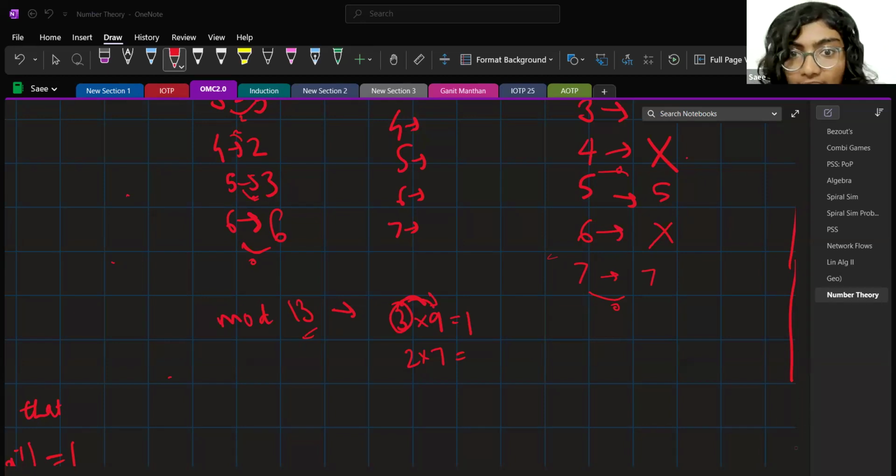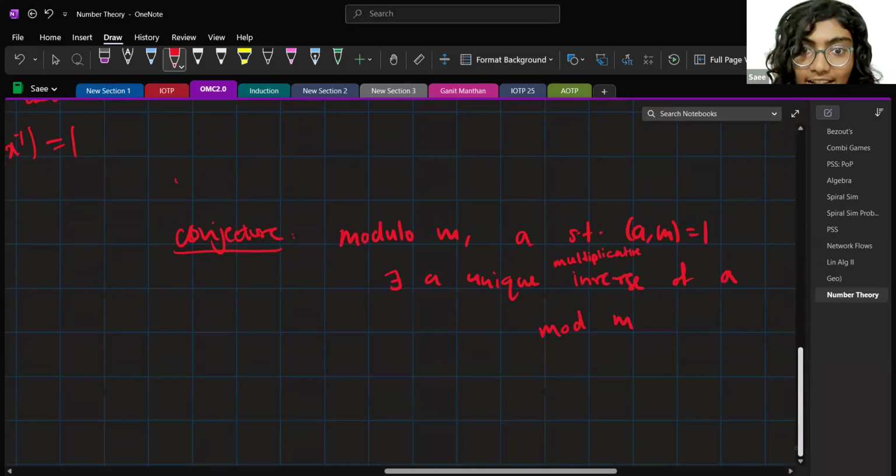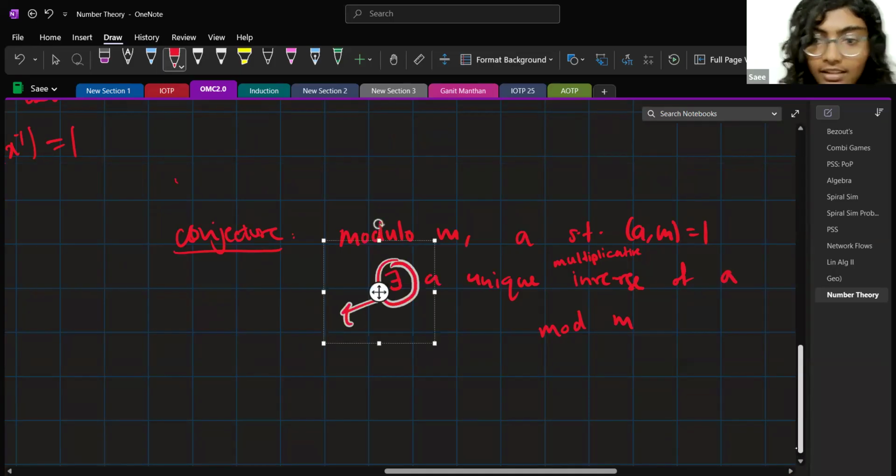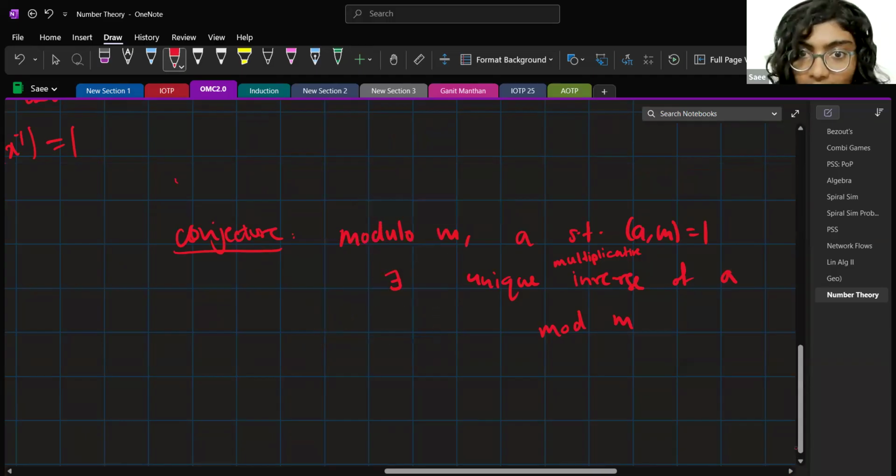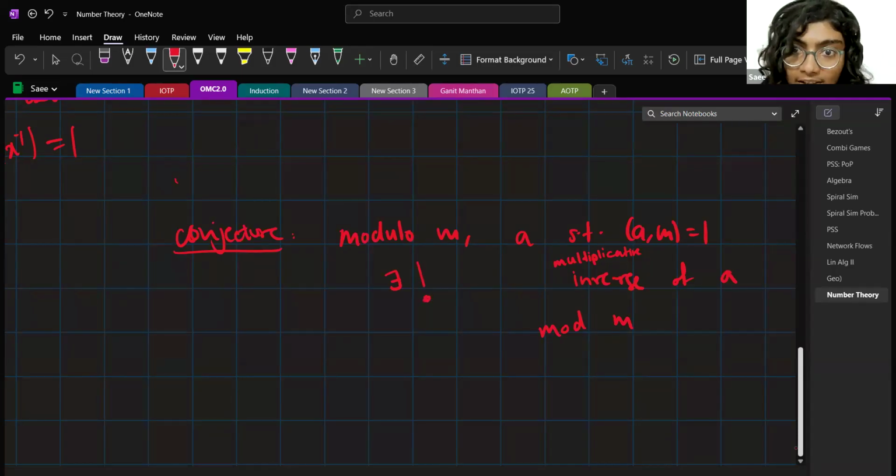This symbol means there exists. It's just too big to write, so you shorten it to there exists. Even unique is too big to write, so you can also shorten it to just an exclamation mark. So this reads as there exists a unique multiplicative inverse.